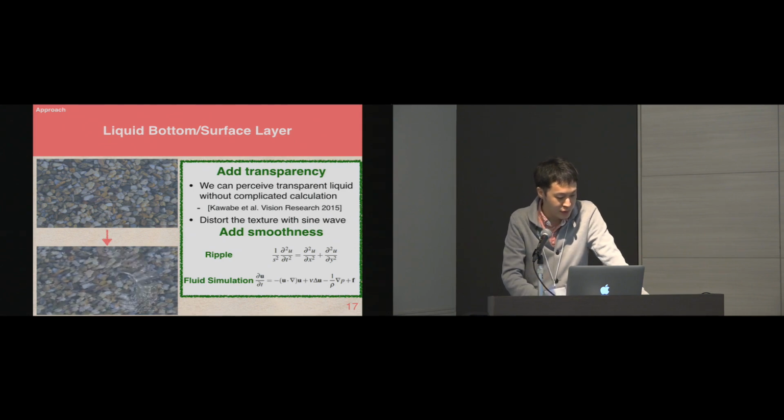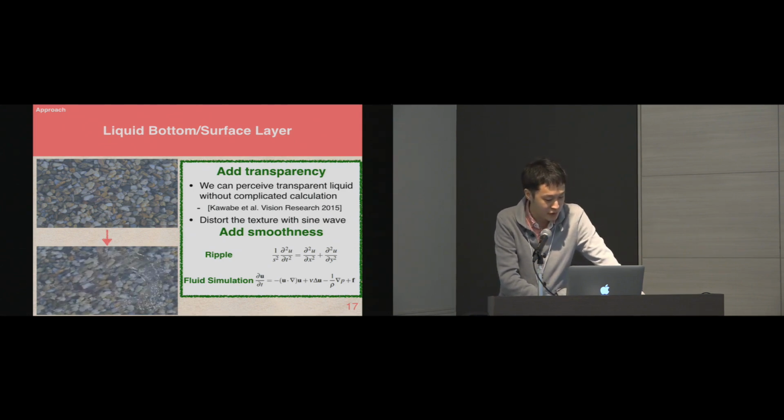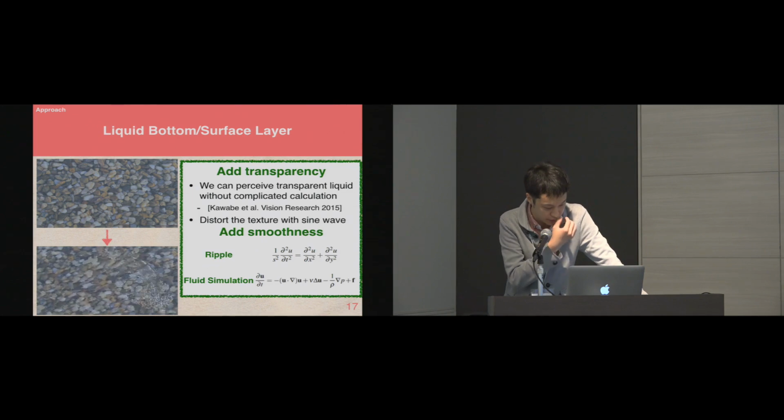Koike reported we can perceive transparent liquid with dynamic deformation of the bottom texture. Following the report, we introduced a simple method to distort the texture by multiple circular sine waves at the liquid bottom layer. For improving smoothness, we add ripples based on the 2D wave equation defined as the top equation to the layer.